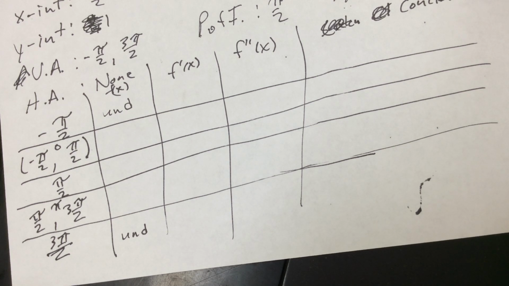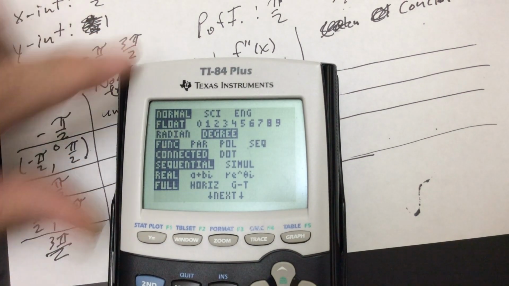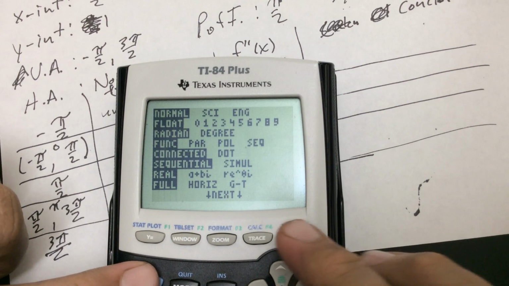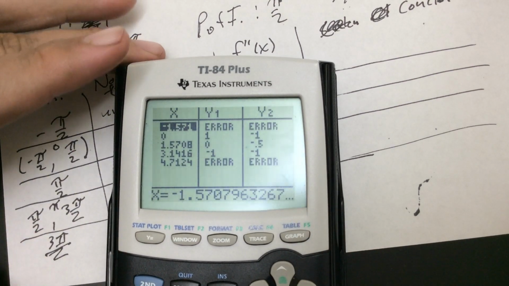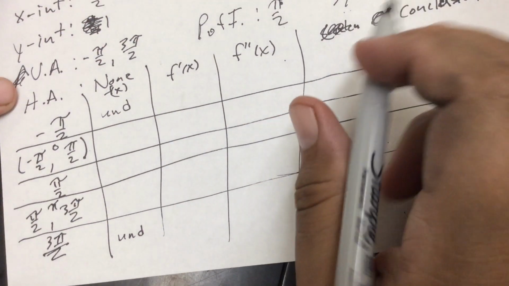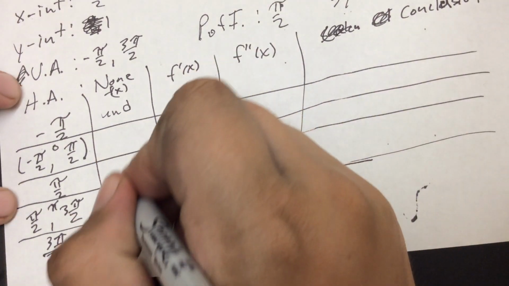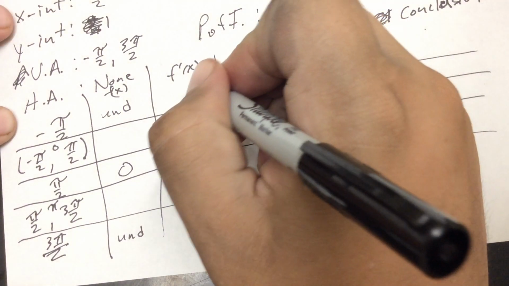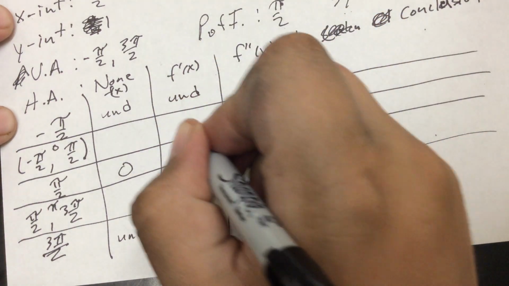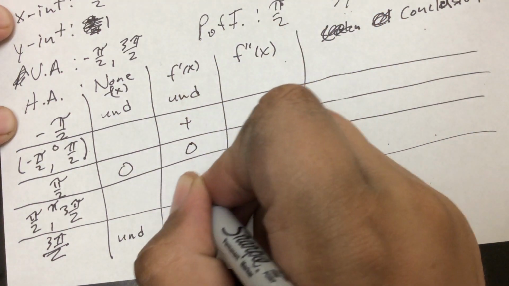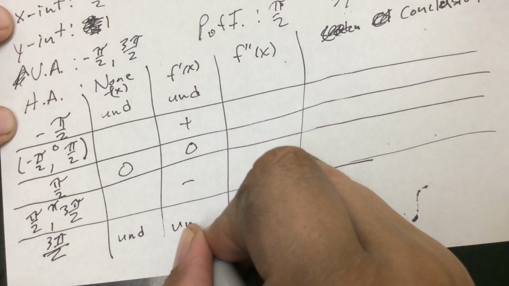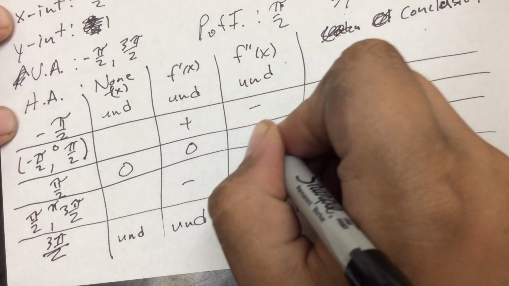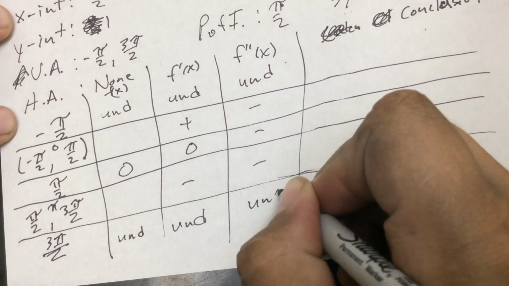Oh, mode. Working with trig functions, make sure you're in radians. That'll make it a whole lot better. Now we get what we're supposed to. So we're undefined, undefined, and then here we're at 0. So first one, undefined, then positive, 0, negative, and undefined. For the next, undefined, negative, negative, negative, undefined.